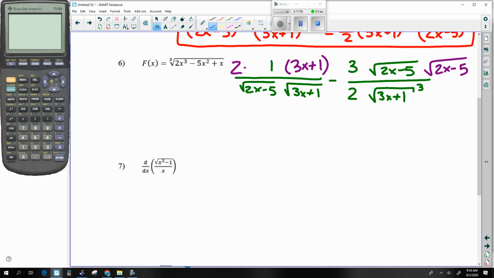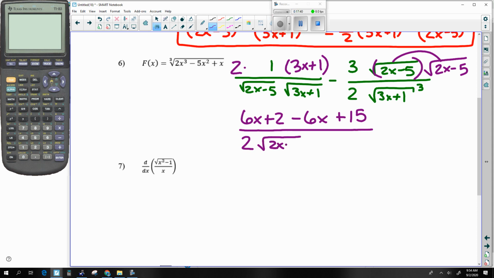All right, so what will this yield? This will yield a 2, and so this is going to be 6x plus 2. And then this goes away, turning this into a parentheses of just a regular 2x minus 5. And so this would be negative 6x plus 15, all over a bunch of garbage on this bottom. So this is what? A 2. It has a square root of 2x minus 5. And it has a 3x plus 1 to the 3 over 2.